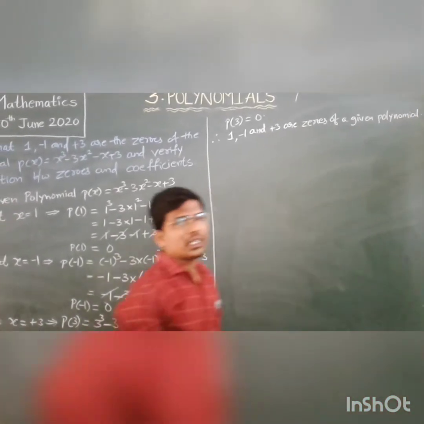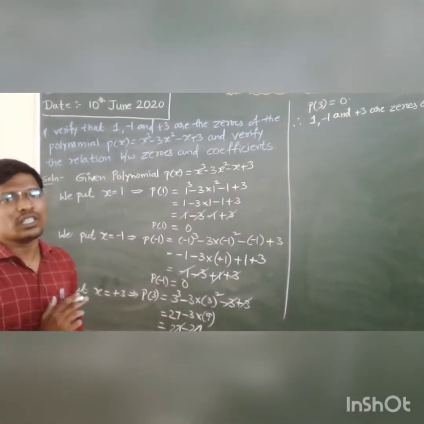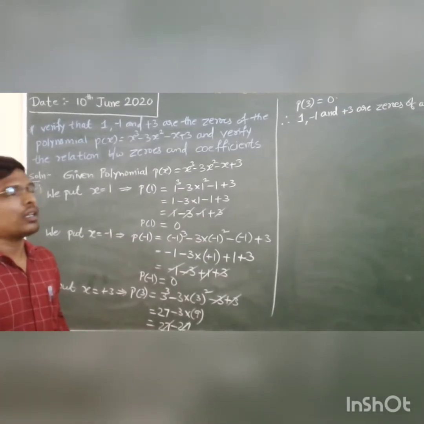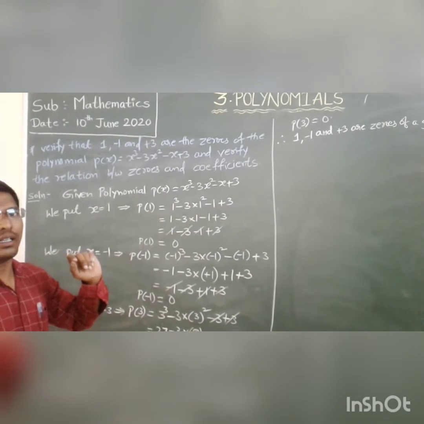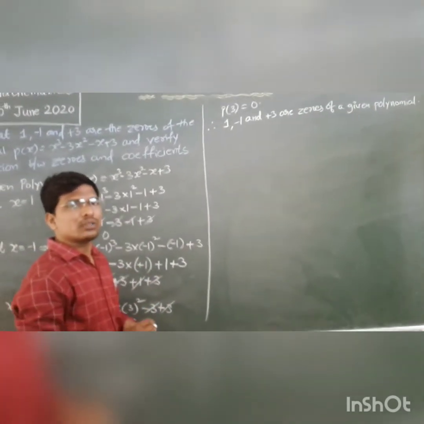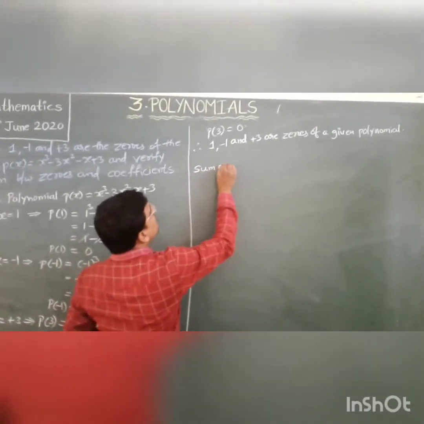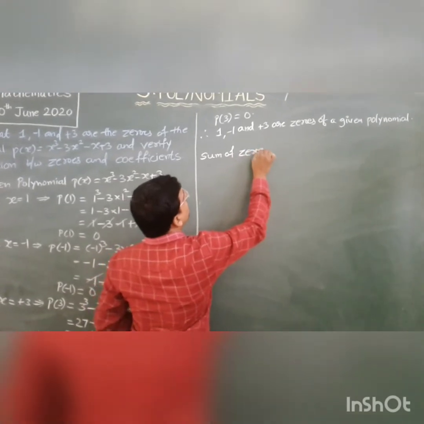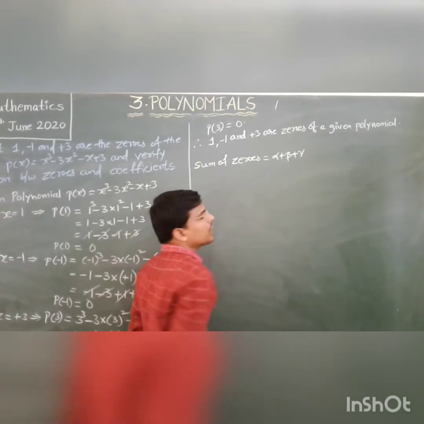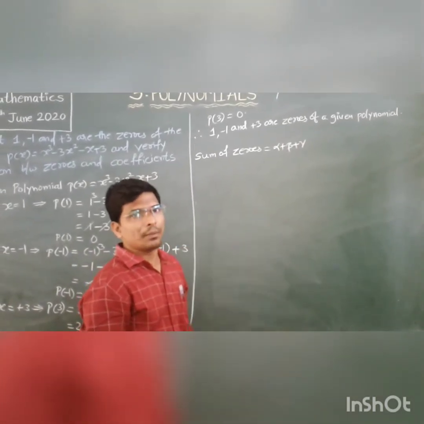So after this verification, we are also asked to find a relation between the zeros and the coefficients of a polynomial. So first of all, I have to choose the method. Is it quadratic or cubic? So cubic. So cubic means how many zeros will be there? 3 zeros. So first, sum of zeros. Sum of zeros means alpha plus beta plus gamma. Here I am choosing 3 zeros. Why? Because it is a cubic polynomial.